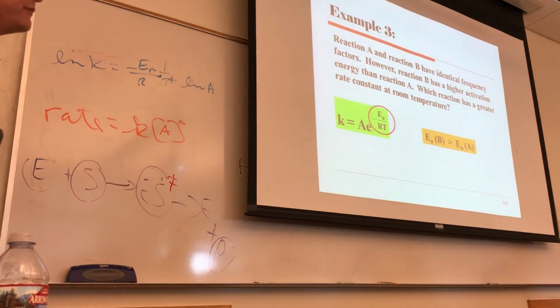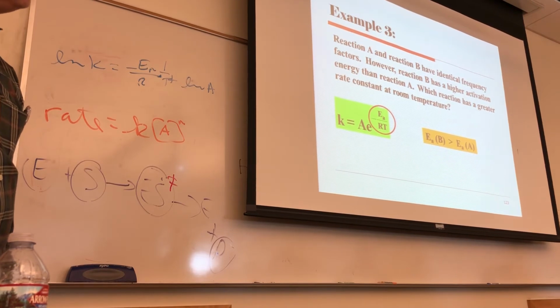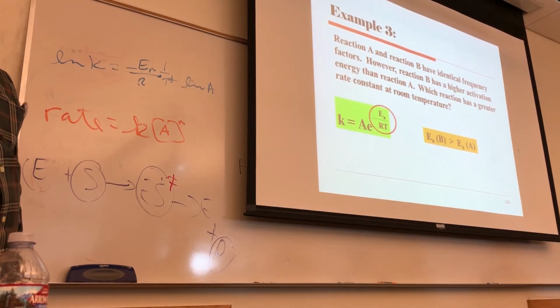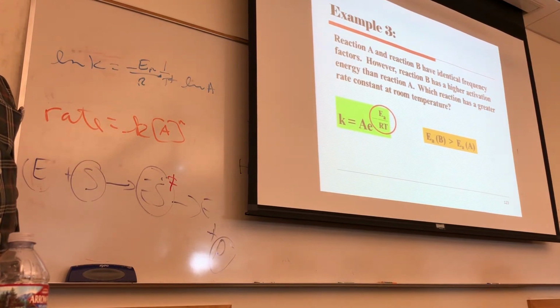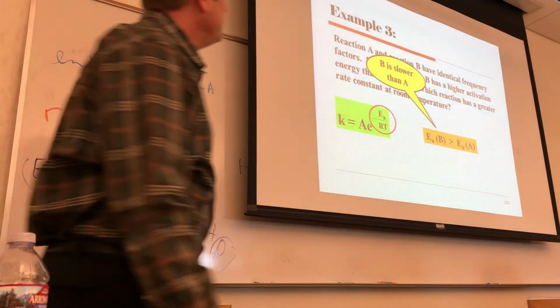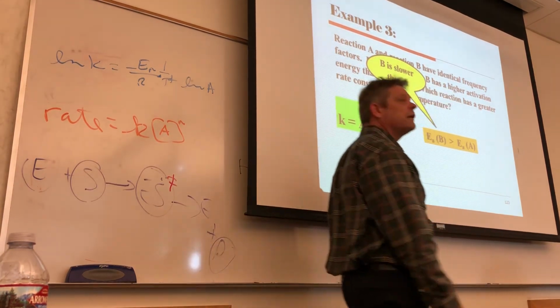So the activation energy of B is higher than the activation energy of A, or BA, whichever one has a higher one. Higher activation energy means that it has a lower K, and therefore a lower rate, so B is slower.